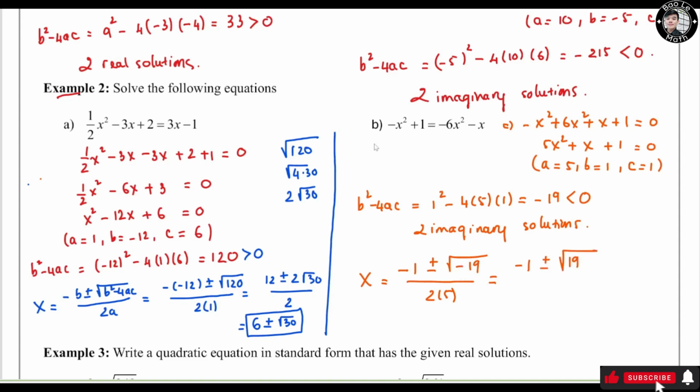Now remember, we have i squared equals negative 1. So negative 19 can be written as 19i squared, divided by 10. Now we're going to simplify this one. It turns out to be negative 1 plus and minus i square root of 19, divided by 10.